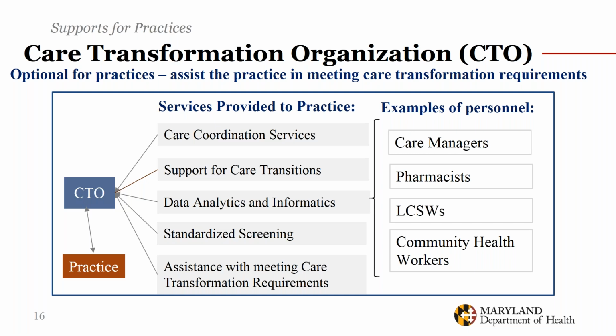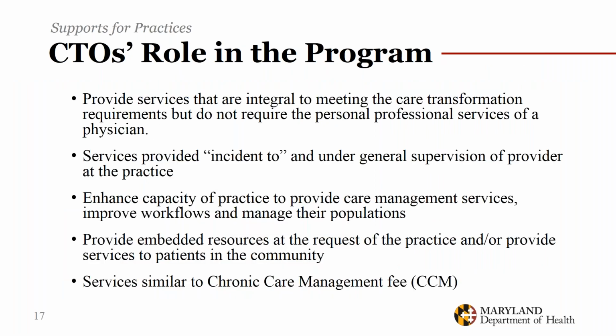I'm going to talk a little bit about supports for practices, and then we'll talk about eligibility and application. So a little bit on supports. One of the things that we've developed for the Maryland program that doesn't exist in the national model is something called a care transformation organization. These are private entities that don't actually exist today, but they're going through an application process right now. And the purpose of the care transformation organization is to assist the practice in meeting care transformation requirements.